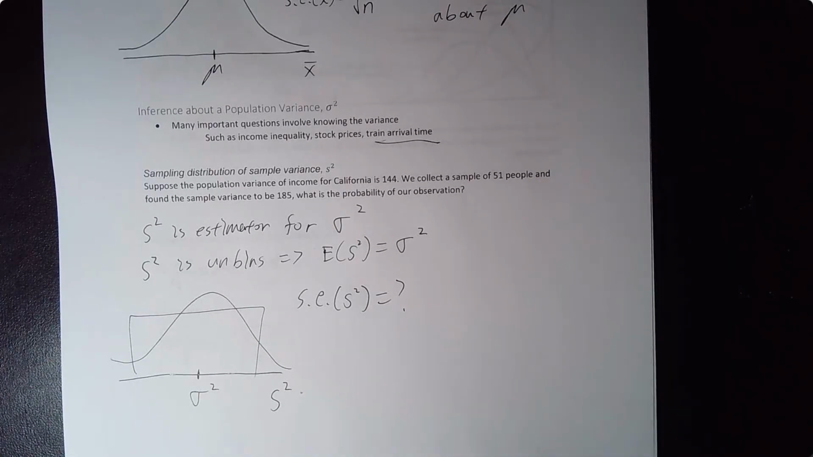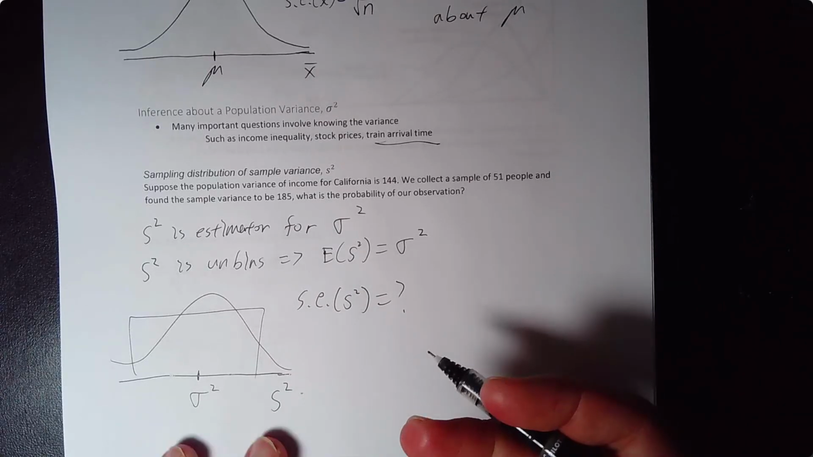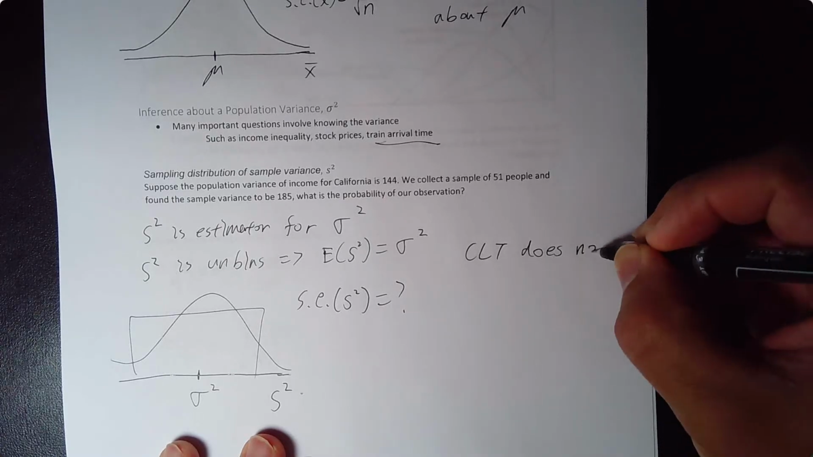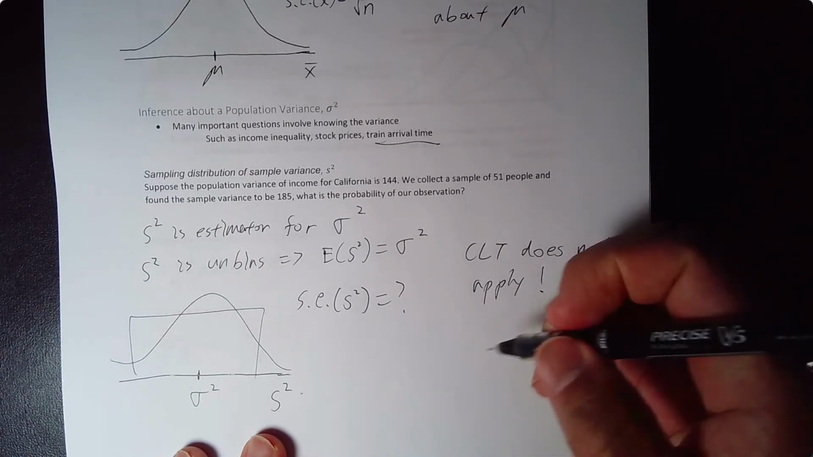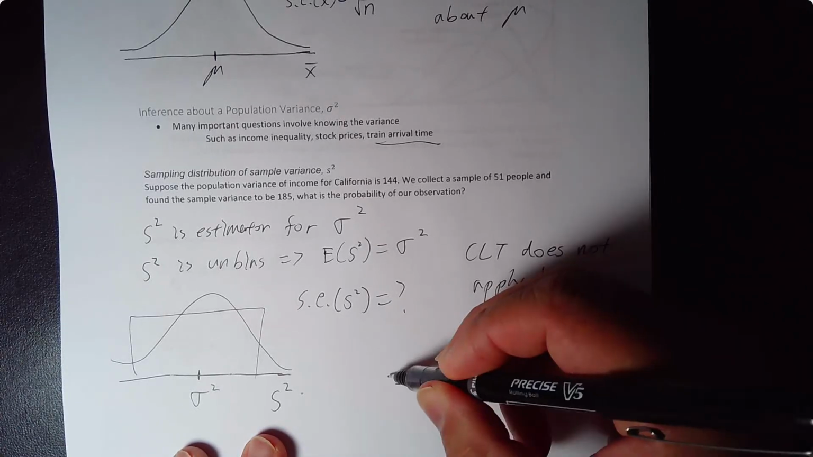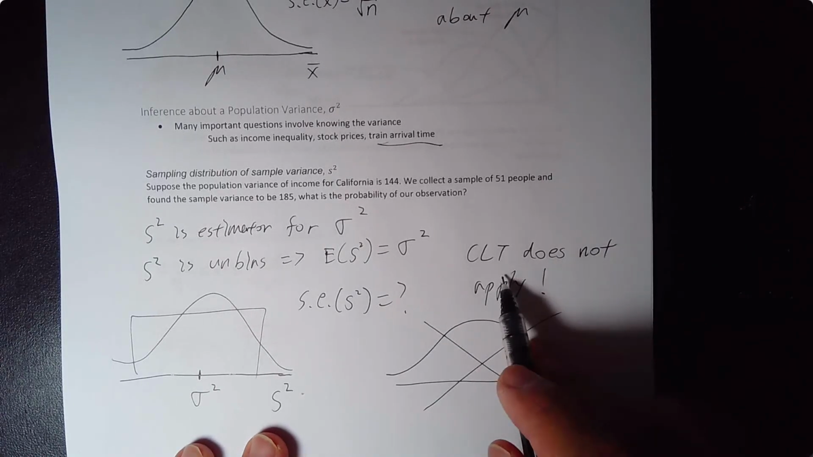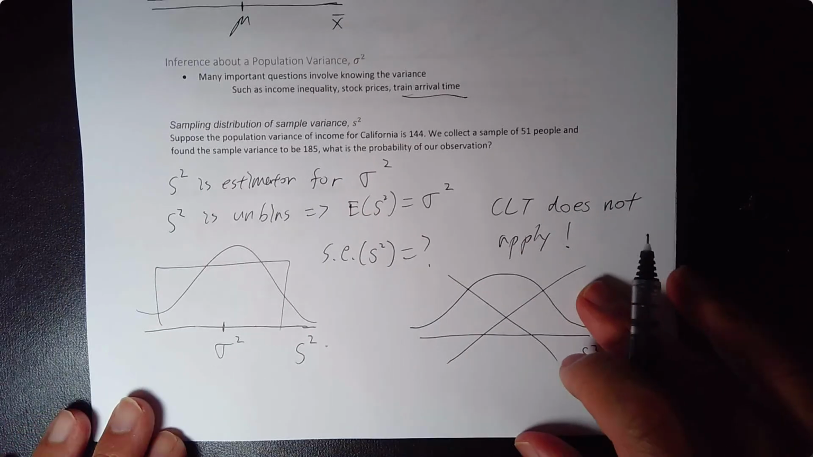Now, unfortunately, for S squared we cannot use the central limit theorem. The central limit theorem does not apply. That means S squared is not normally distributed. This is what we've been relying on for the whole semester to conduct our tests. So if S squared is not normally distributed, then what can we do? How can we answer questions like this?